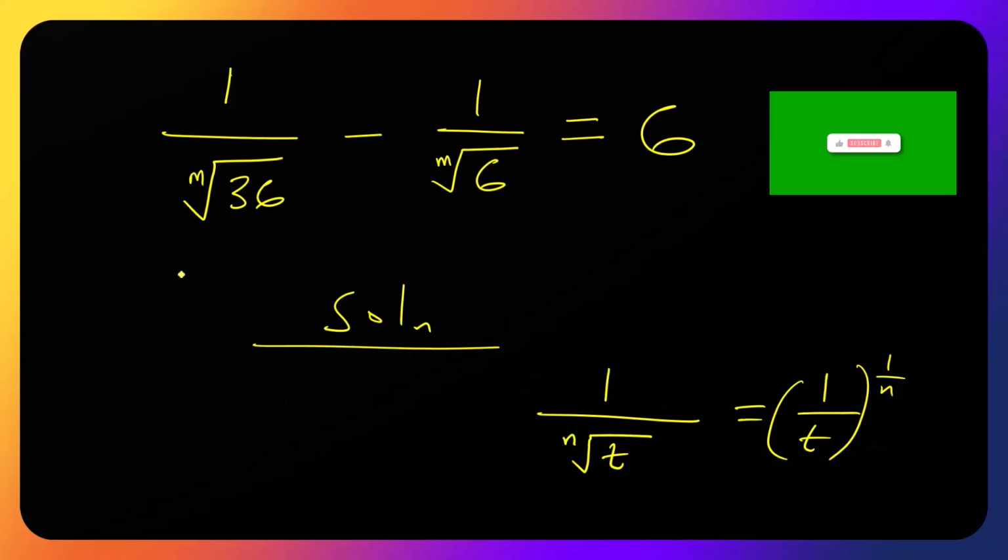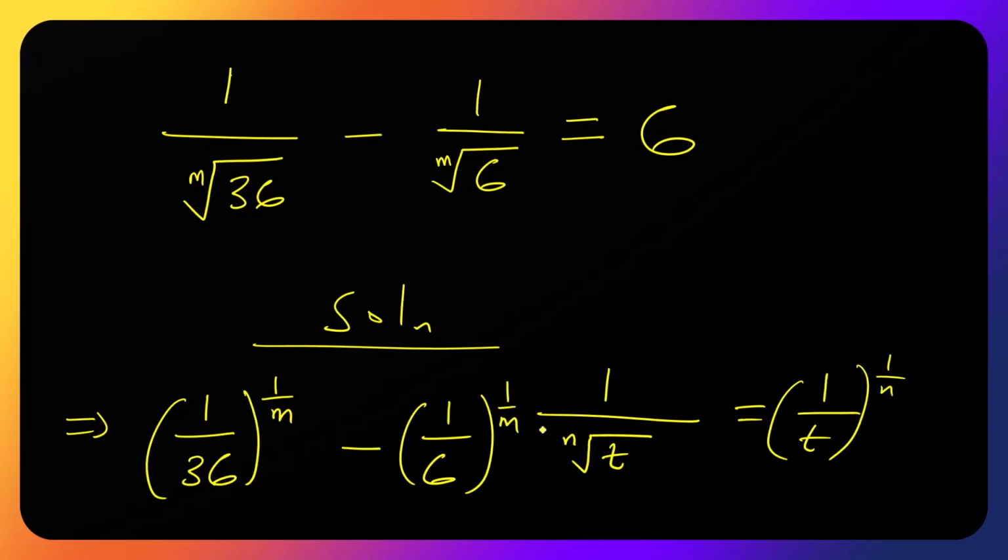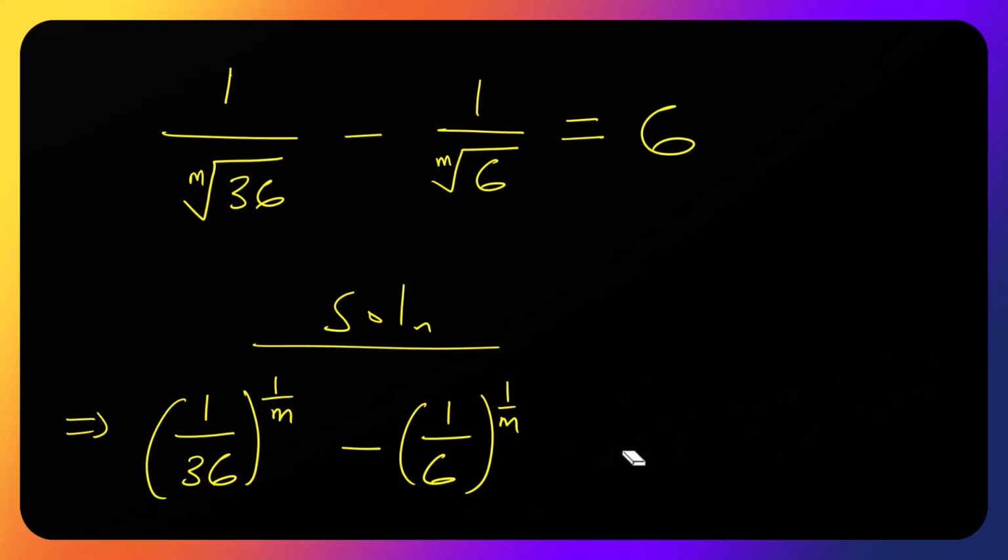So we can write this one as 36 all raised to 1 on m, minus 6 all raised to 1 on m, equals 6.